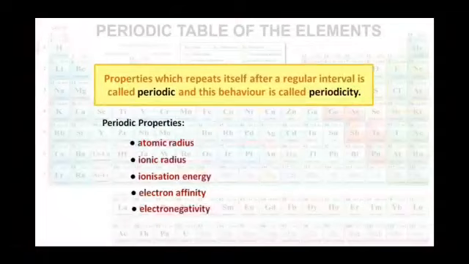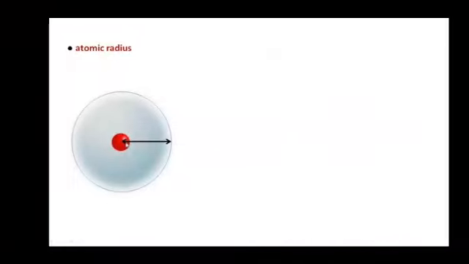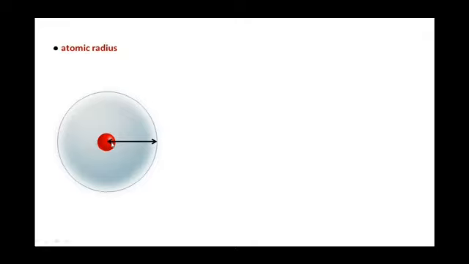Under the heading periodic properties, we have 5 properties: atomic radius, ionic radius, ionization energy, electron affinity and electronegativity. First, we shall learn about atomic radius.